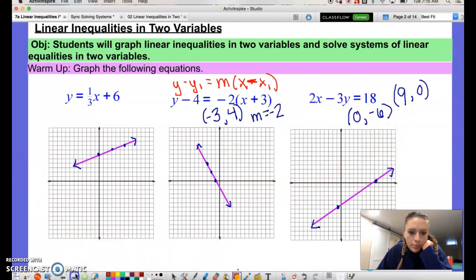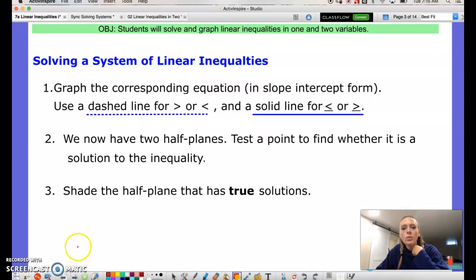All right, moving on. So when we're graphing and solving a system of linear inequalities, we graph the corresponding equation in slope-intercept form using a dashed line for greater than or less than, and a solid line for less than or equal to, or greater than or equal to. I just always think of it as it can't actually equal anything on this line when it's less than or greater than, so it's dashed. When it can equal anything on the line, then it's solid because that shows all the solutions.